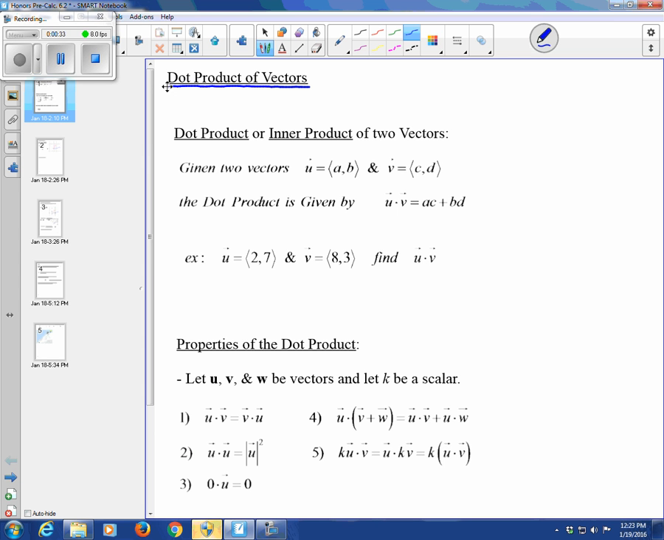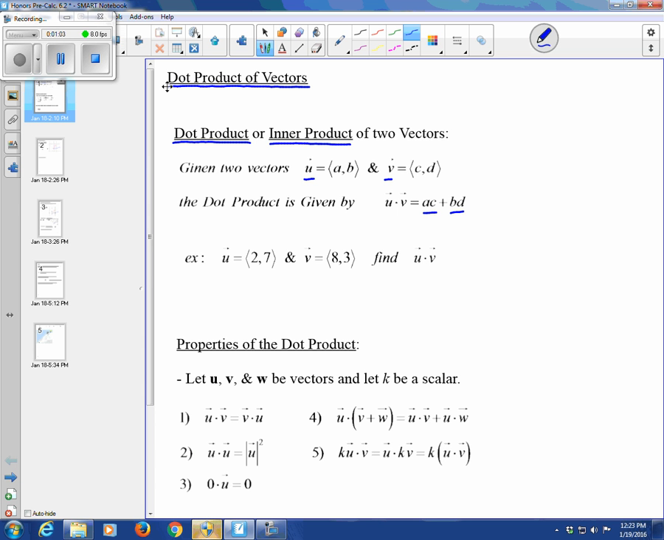The first way we're going to talk about multiplying vectors themselves is the dot product, or the interior product. If we have a vector u as <a, b> and a vector v as <c, d> in component form, respectively, then we say the dot product of our vectors u and v is the product of the horizontal components of the two vectors plus the product of the vertical components of the two vectors.